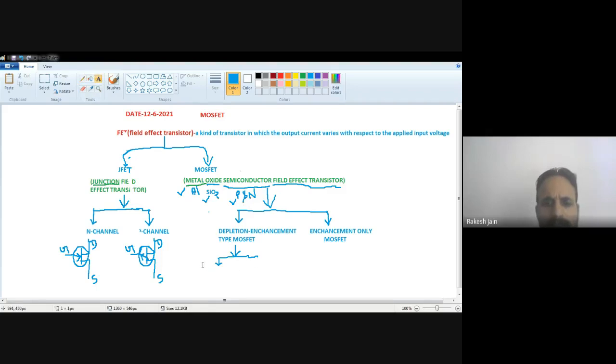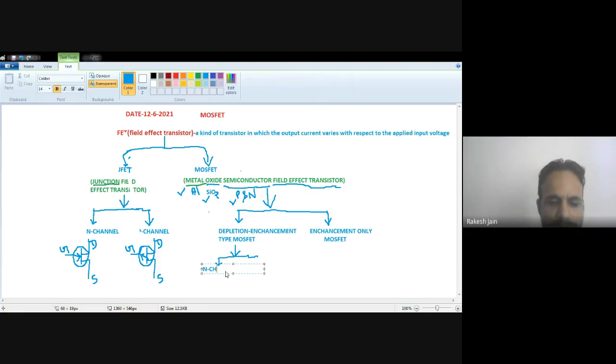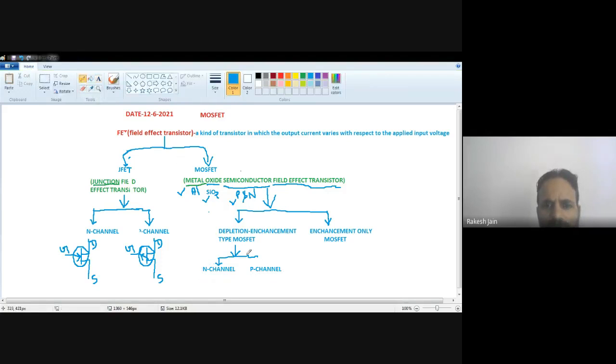For the case of depletion enhancement, that is N channel, and the depletion enhancement is also categorized in P channel. So N channel and P channel depletion enhancement. And the enhancement only MOSFET is also further classified into two categories, the N channel and P channel. So I just copy this as it is, so you will understand that they will be classified into N channel and P channel. Okay. Now I am going to draw the basic symbols of the N channel and P channel.